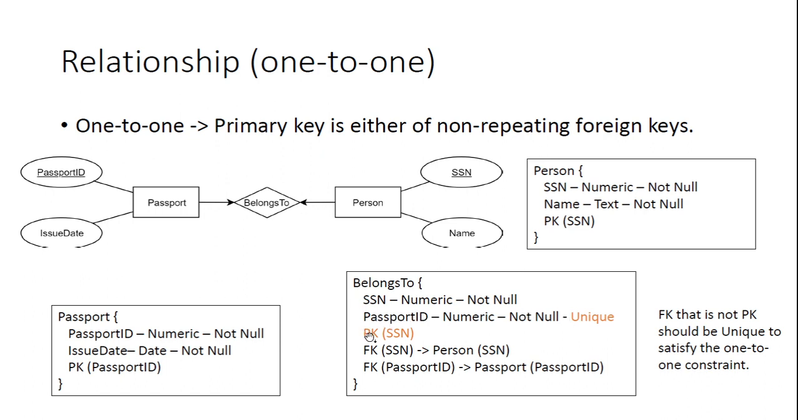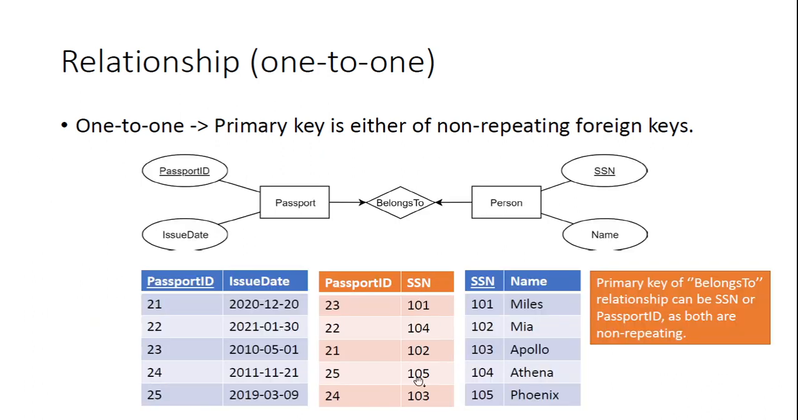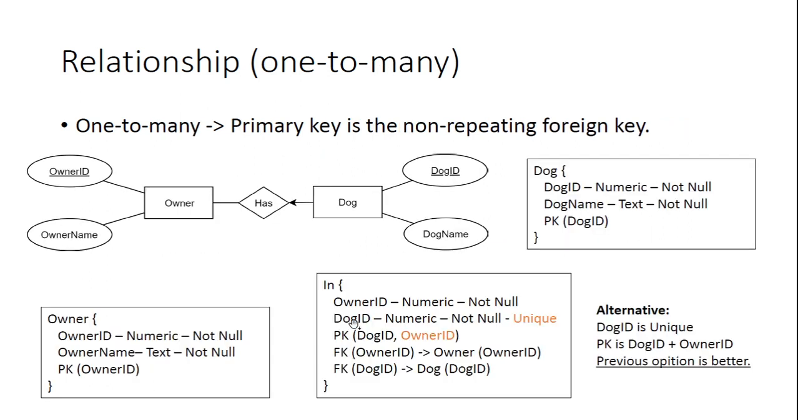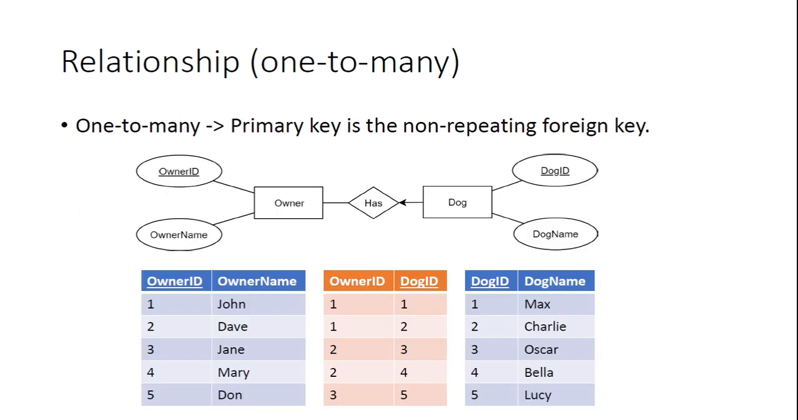We decided that SSN is going to be our primary key. If SSN is our primary key, so if we have the SSN, we can find a unique line here. If SSN itself is our primary key for this relationship, then we also need to say that passport ID is going to be unique. Otherwise, it is going to be similar to the one-to-many case, right?